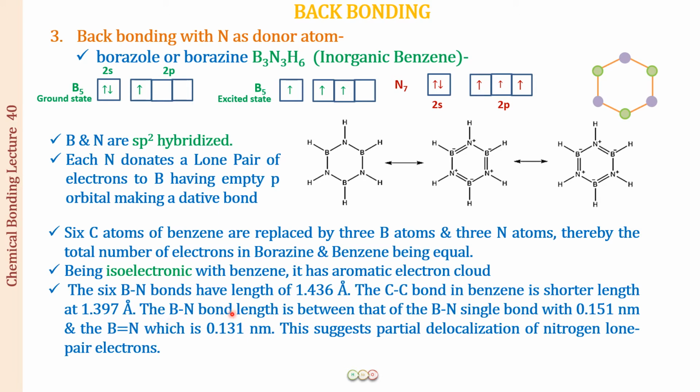Alright, and the boron-nitrogen bond length is in between that of a single bond and of a double bond between boron and nitrogen. A boron-nitrogen single bond is 0.15 nanometer, whereas the boron-nitrogen double bond is 0.131 nanometer, and this is going to be a value in between both of them. So what this suggests is that there is a partial delocalization of the nitrogen lone pair electrons over the whole of the ring. So this is going to be an aromatic molecule. This is going to be a planar structure just like that we have for benzene.